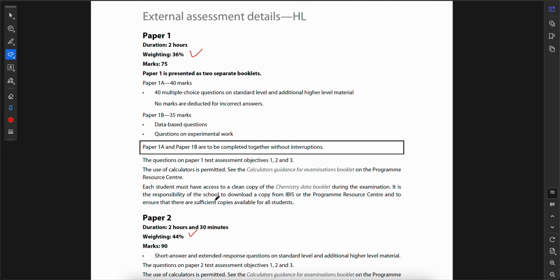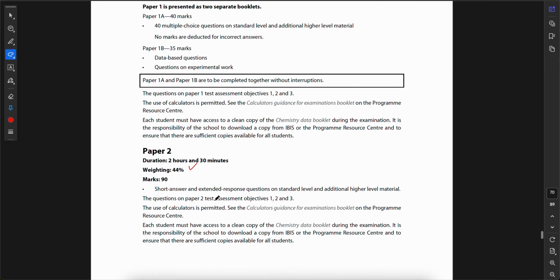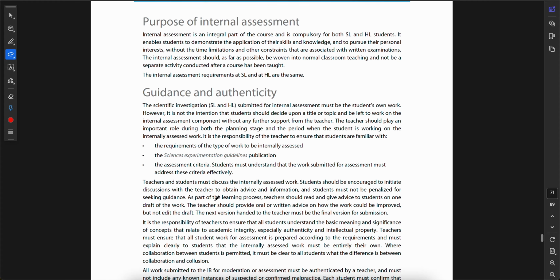So both percentages for paper 1, SL and HL, are the same. Paper 1, 36%, and paper 2, 44%. So the total is 80%. Okay, the remaining comes from internal assessment.